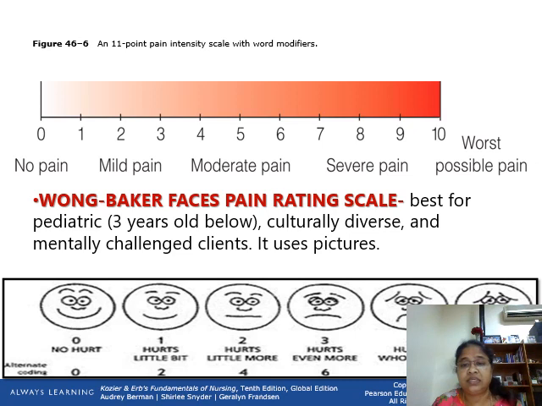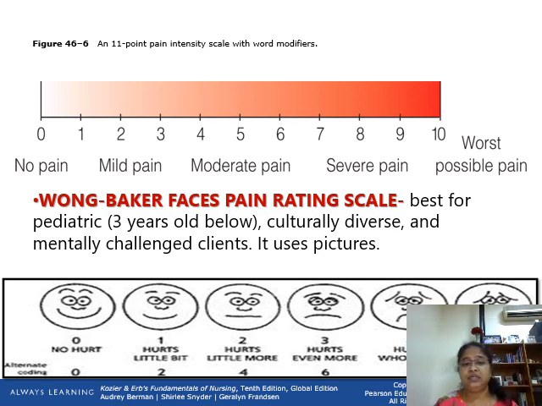Okay, these two are the scales which I said. The first scale has got number, so we call it as numerical scale. No pain, 1 to 3 is mild pain, 4 to 6 is moderate pain, then 7 to 10 severe pain, 10 could be worst possible pain. Then this face scale is called Wong-Baker scale.